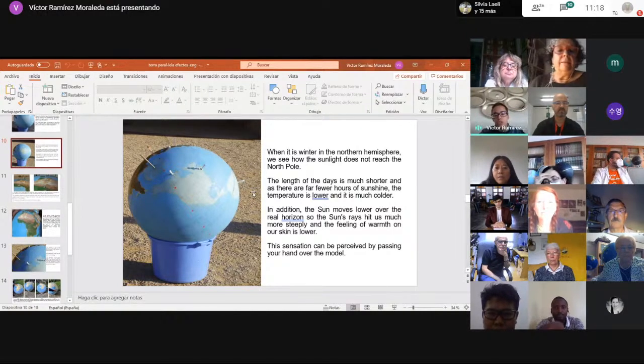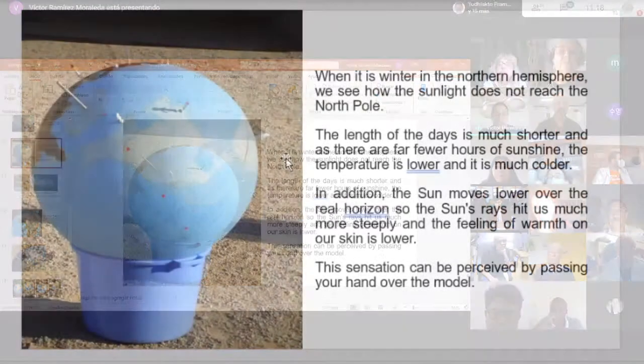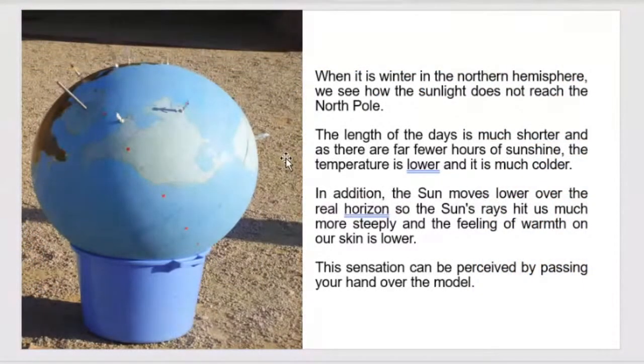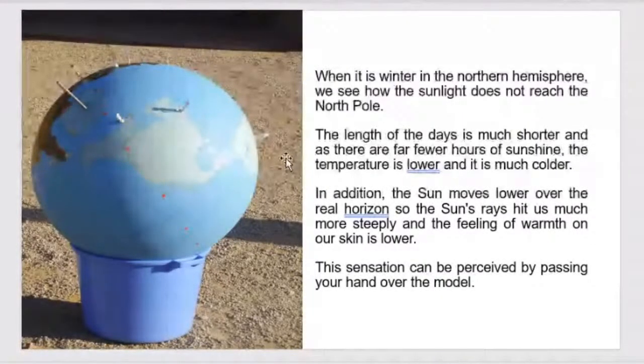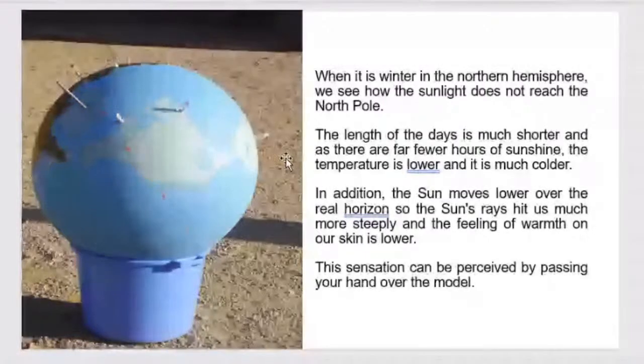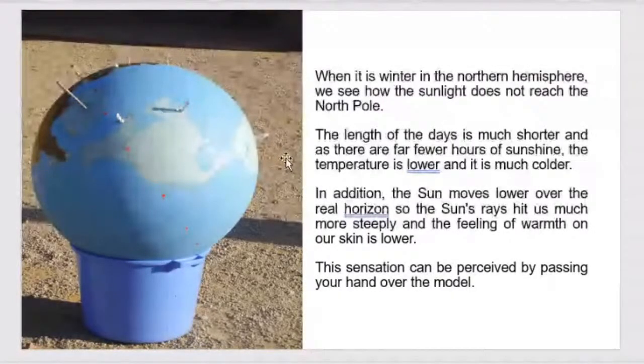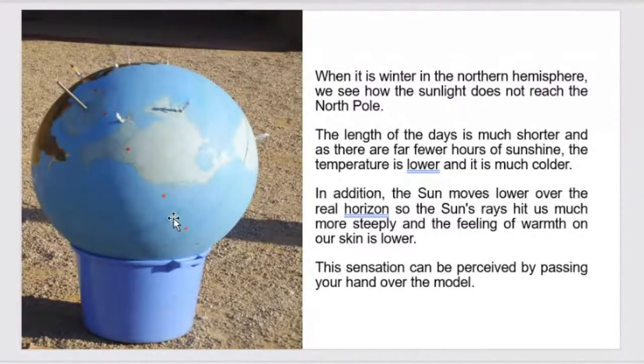So, in addition, the sun moves lower over the real horizon and then the feeling of warmth on our skin is lower. And this sensation can be perceived by passing your hand over the model in some areas of Earth.